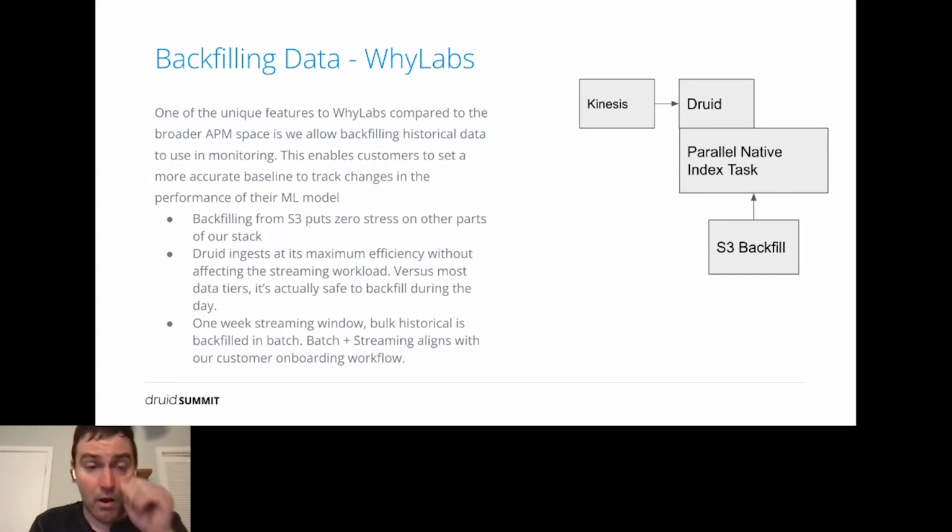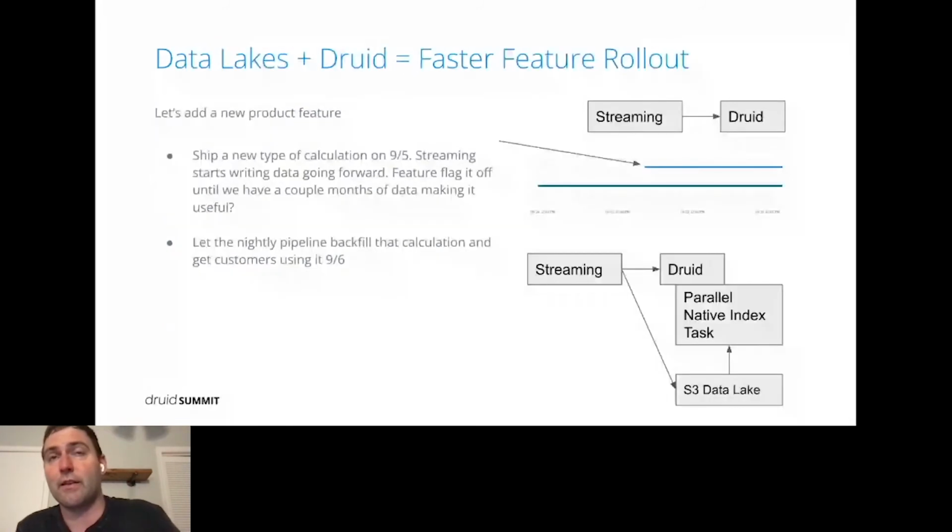So I think a lot of people pair data lakes with Druid. For us, it gives us a way to do faster feature rollout. If we were a streaming only architecture, then let's say we ship a new type of calculation and we start writing it from this day going forward, and that's great. But a lot of the algorithms in the forecasting space need potentially months of data before they're doing anything actually useful. And what we don't want to do is create a new calculation and then have to have it feature flagged off for 2 months while we're building up enough data to actually turn it on and do some forecasting.